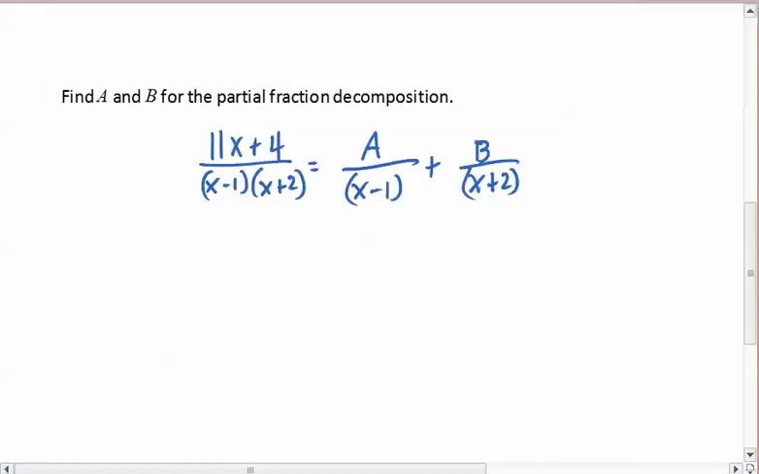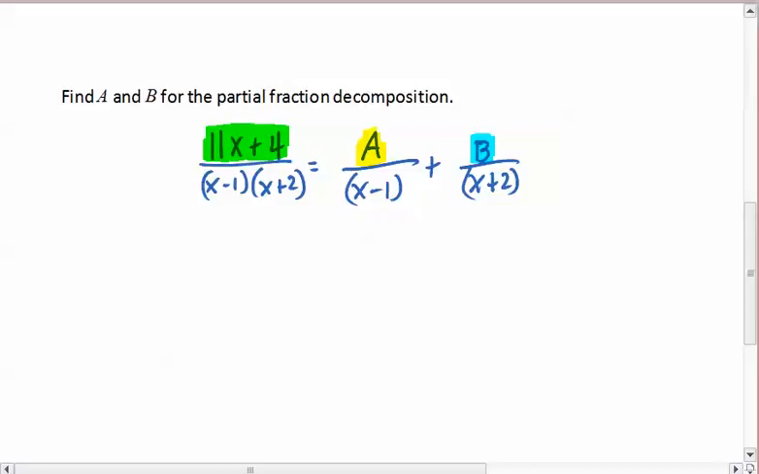Alright, so here's the equation that we're going to start with. It says find a and b for the partial fraction decomposition. So again, we're going backwards, trying to figure out what in the world we would have to have had at the top of this fraction and at the top of this fraction, in order to add them together and get this, after finding a common denominator, right? So what we're going to do is, believe it or not, this is actually going to become a system of equations. So that's what is interesting about this partial fraction decomposition.